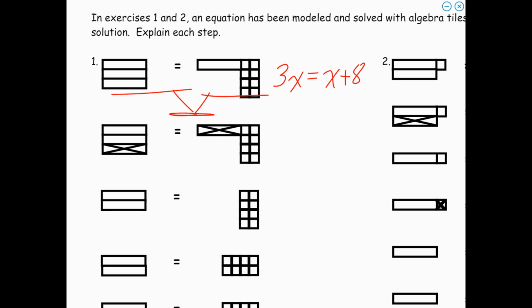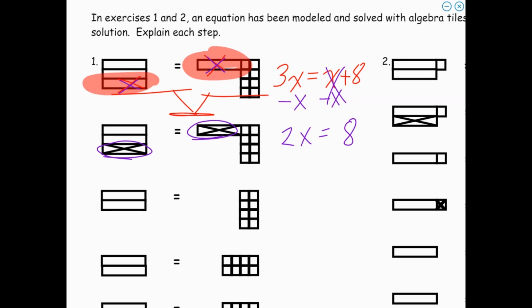So since I've got an x on both sides, I know that those must balance each other out already, so I can eliminate those on both sides because I already know that they match and they equal each other. So that's why this right here is canceled out. So we subtracted an x from both sides to cancel an x out and left me with 2x on this other side.